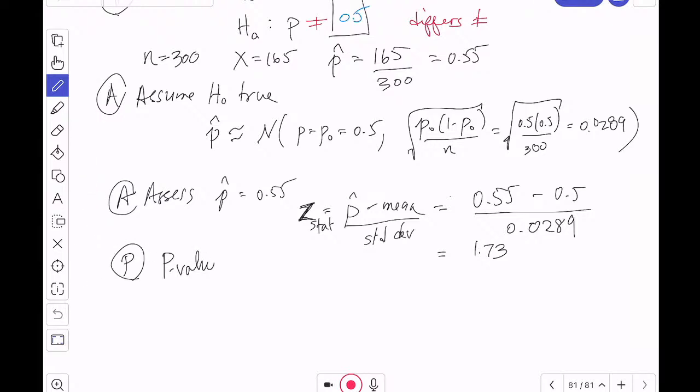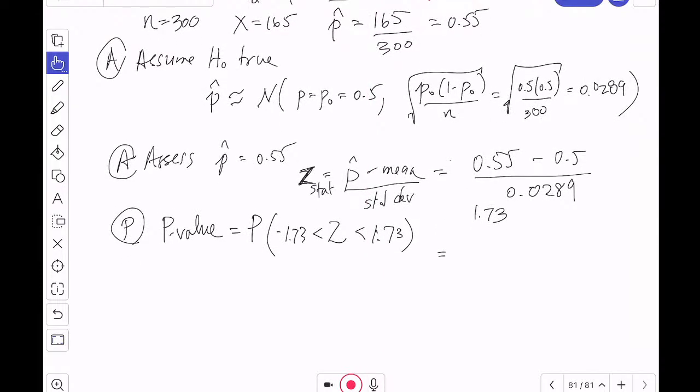The p-value is the probability of seeing a Z statistic as extreme or more extreme than the one you got. So what you just do is you take your Z stat and you put the negative here and you put the positive here, and that's all you do. So I'm just going to make a picture to capture that.